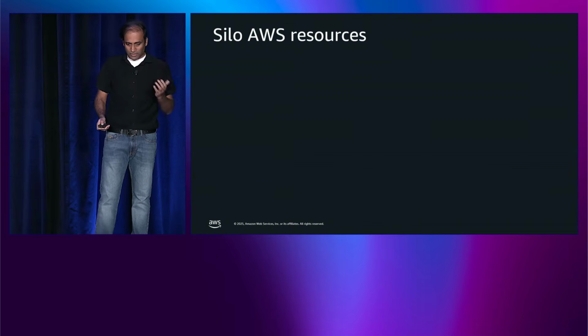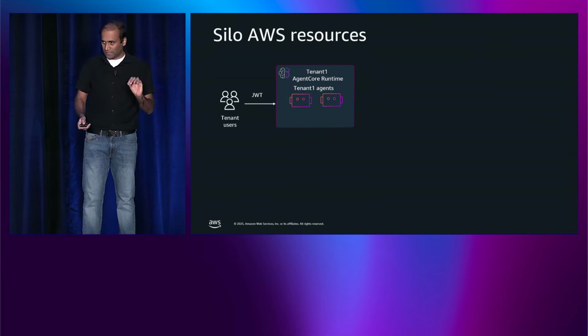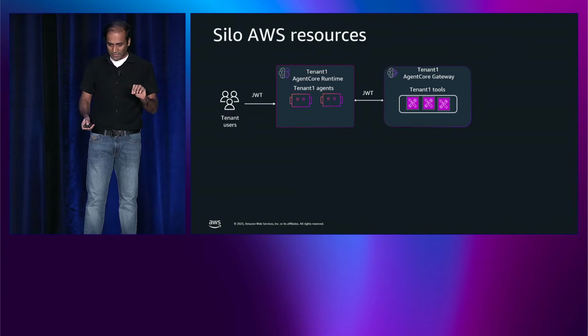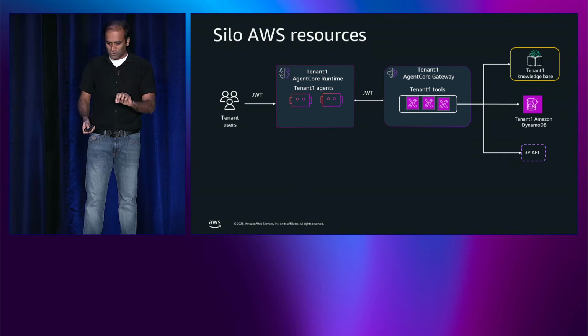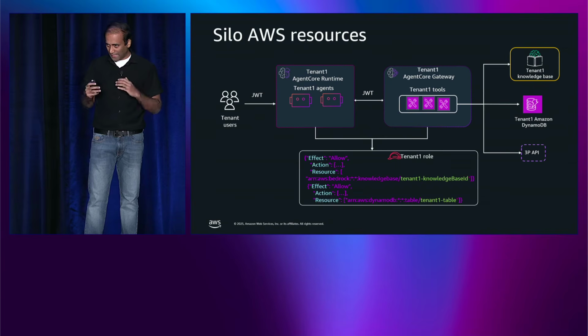Now, moving on to the AWS resources silo model. You have siloed agents running in the siloed tenant AgentCore runtime, which is interacting with siloed tools, which interact with the siloed resources. Since everything is siloed, you could piggyback on IAM, where you could create an execution role or IAM role which gives access only to tenant-specific resources, and you can attach that execution role to the siloed tools or to your AgentCore runtime, which will give you only that particular access.